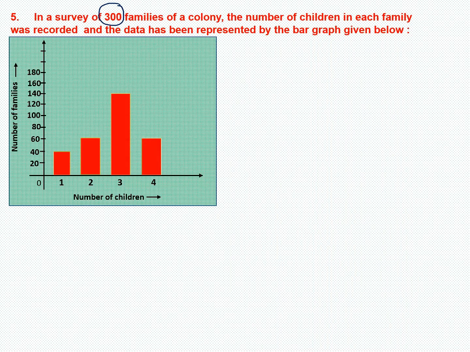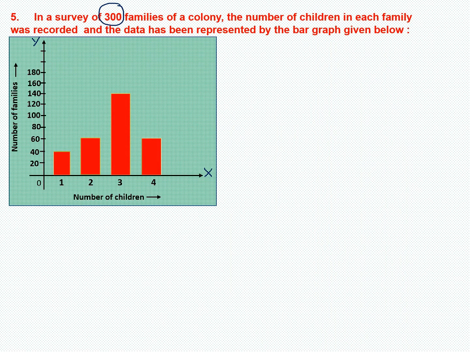So here what is shown on the x-axis? On the x-axis, number of children are shown. On the y-axis, number of families are shown. That means now 1, 2, 3 and 4 are telling us how many children there are. And the bar will tell us how many families have this many children.